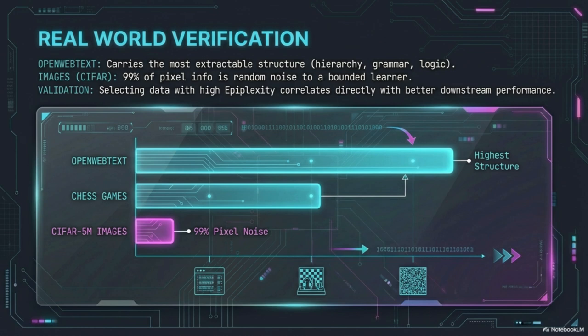They did measurements across different modalities. On OpenWebText, natural human language carries the most extractable epiplexity. Chess is close behind. And at the very bottom was CIFAR-5M, the image dataset. Over 99% of its information was just random noise at the pixel level, which lines up with our intuition perfectly. Right. Text has rules, hierarchy. Raw pixels are just high entropy.